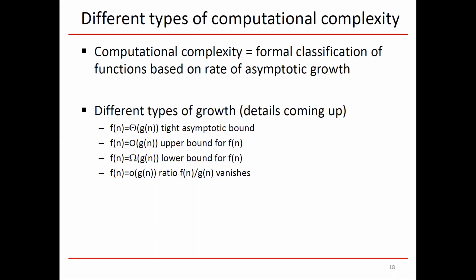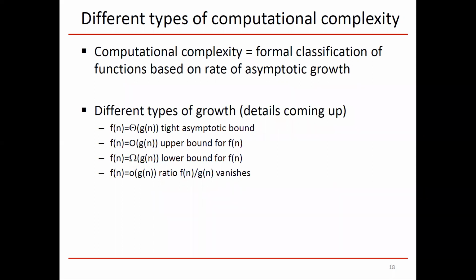A function f of n, it perhaps grows with n or maybe diminishes with n, and we say that it's capital theta of g of n. That means that g of n provides a tight asymptotic bound for the rate of growth of f of n. Or in other words, f of n and g of n, they grow together. We say that f of n is big O of g of n, meaning that we now have an upper bound for f of n. F of n grows no larger, no faster than g of n.